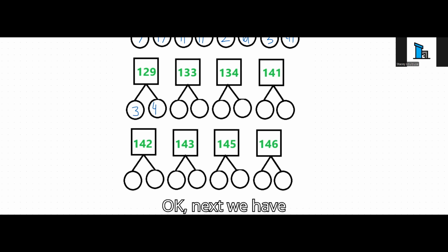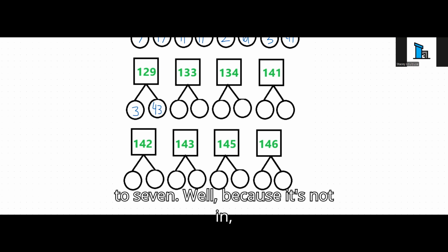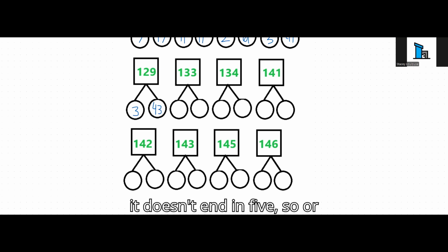Okay, next we have another odd one, but it's not divisible by 3, right? Because the sum is not a multiple of 3. Okay, so we're going to go on to 7. Because it doesn't end in 5 or 0, we know it's not 5. So we go to 7.